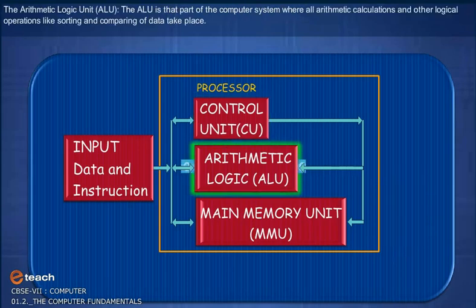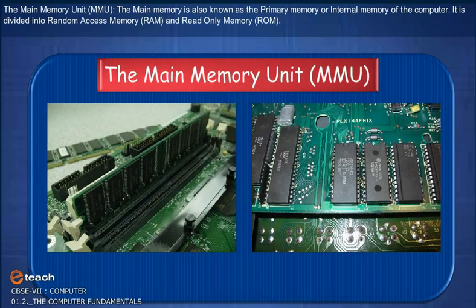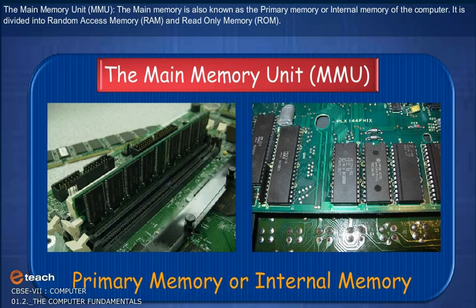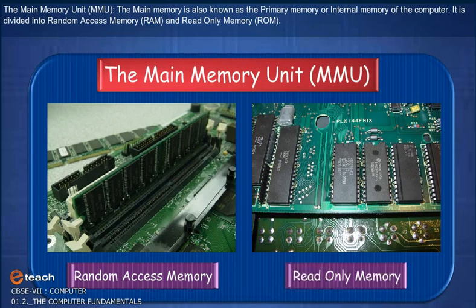The arithmetic logic unit, that is ALU. The ALU is that part of the computer system where all arithmetic calculations and other logical operations like sorting and comparing of data take place. The main memory unit, that is MMU. The main memory is also known as the primary memory or internal memory of the computer. It is divided into random access memory, that is RAM, and read-only memory, that is ROM.